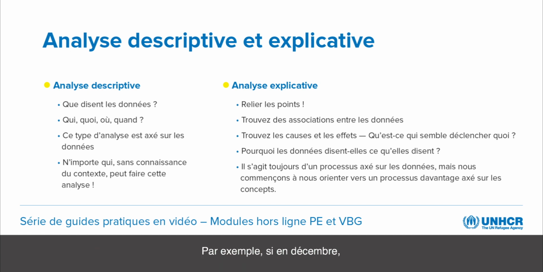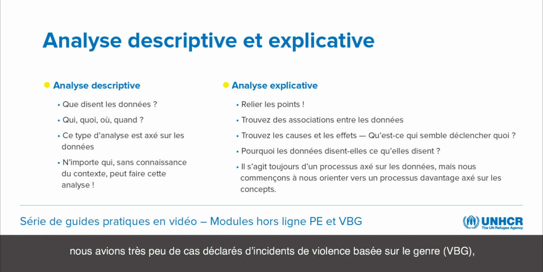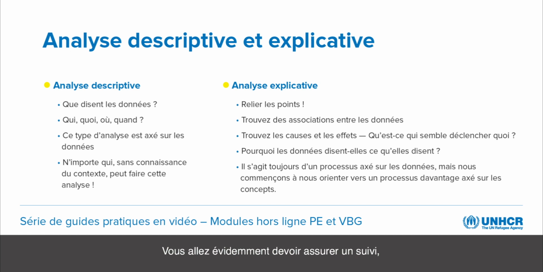So if in December we had very few incidents of GBV, there was a massive influx of people due to fighting, and then the next month we had a lot more cases of GBV. Obviously, you're going to have to follow up, but you might be able to say potentially there is a connection between the number of cases and the change in context. Most reporting that you'll see starts out a little bit with the descriptive and then gets more into this explanatory. So this is where we say why we think things that are happening are happening. It's still data driven, but it moves more towards conceptual.